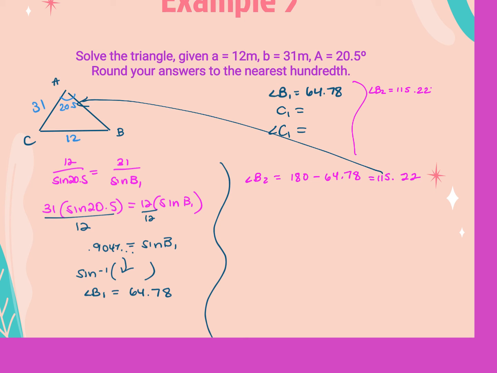Find angle C2. I'm going to do 180 minus the 115.22, which is your B2, minus the A that's given, which is 20.5. So once you find B2, you're going to subtract that and the angle you're given from the original thing from 180 to get that third angle, which is C2, 44.28.